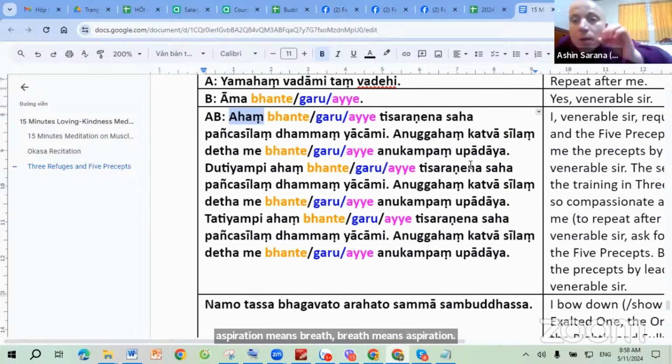Aspiration means what? Breath. So when you have K, then it is K that is aspirated. Aspirated K is what? Kh. Aspirated P is what? Ph. Aspirated B is what? Bh. Because there is added breath into the consonant.